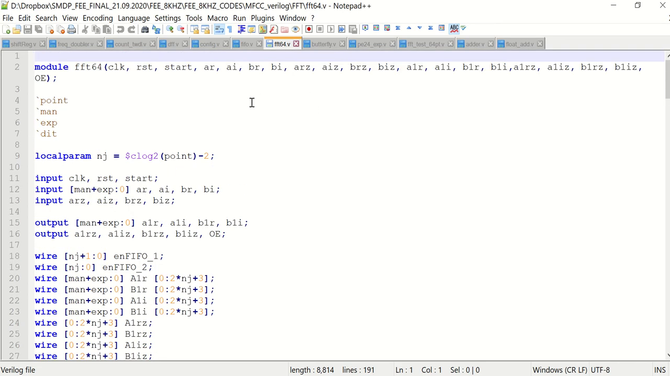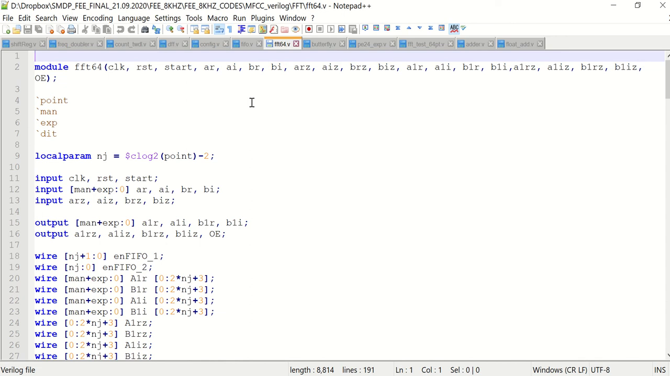Since we have not just integers but decimals as well, we'll be using floating point number representation here. And since the twiddle factors will have a real and a complex part, that is 1 plus 0 i, or 1 plus 1 by root 2 i, etc.